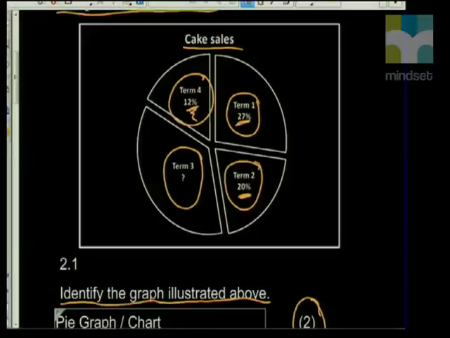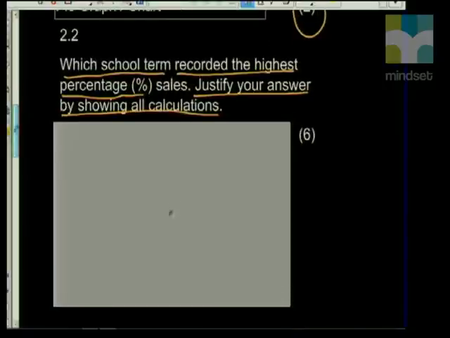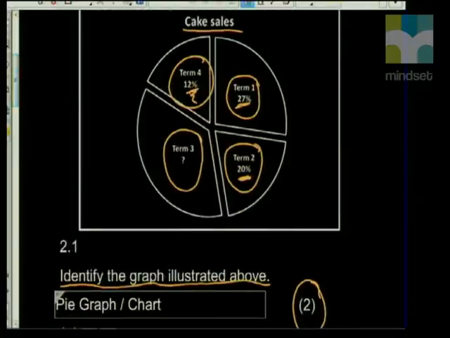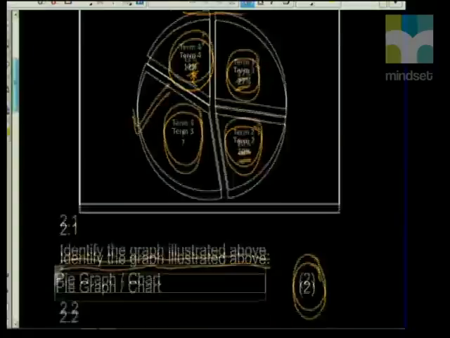So having looked at that, let's have a look at the question. It says justify, so which term recorded the highest percentage of sales? Even just looking at it, grade 12s, you can see off the bat that term 3 had the highest. So now all we have to do is calculate this, and it's a nice easy calculation to do.